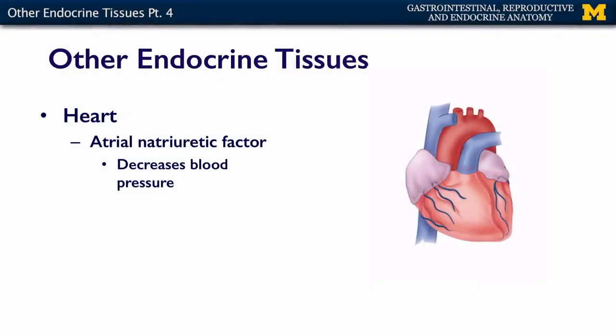The heart is obviously, its main job is pumping blood throughout your body, but it also has an endocrine function. Atrial natriuretic factor is formed by special cells within the atria, and when it is secreted, it has the job of lowering blood pressure.